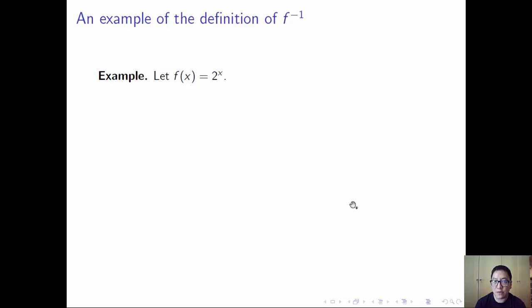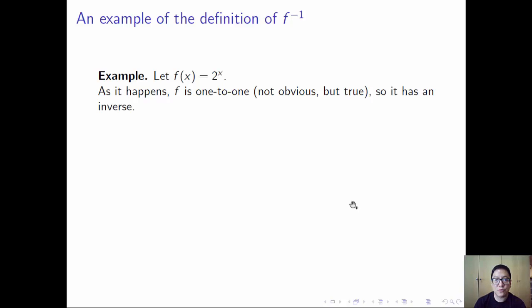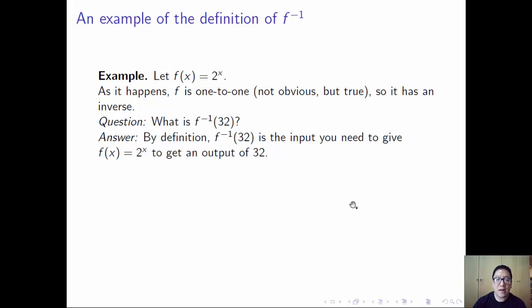So to look at a concrete example, let f of x equals 2 to the x. As it happens, this is a one-to-one function, which is, again, not obvious but true. So it has an inverse. So let's look at the question, what is f inverse of 32? A very concrete question. All right, answer. Well, by definition, as we were saying before, f inverse of 32 is the input that you need to give the forward function f of x equals 2 to the x to get an output of 32. So I want you to think about what x you could plug in there to get an output of 32, and that'll be the answer. All right, pause your video now.